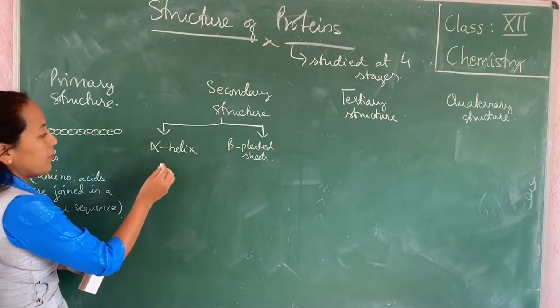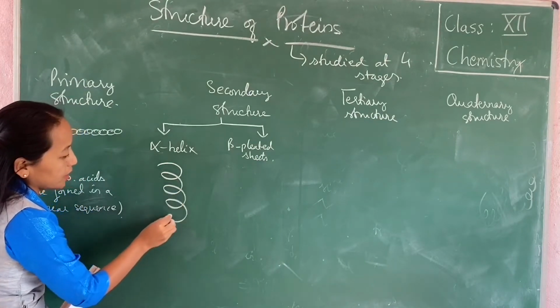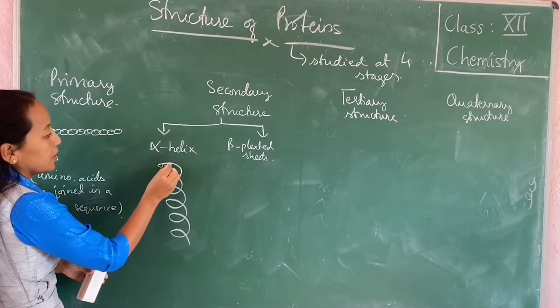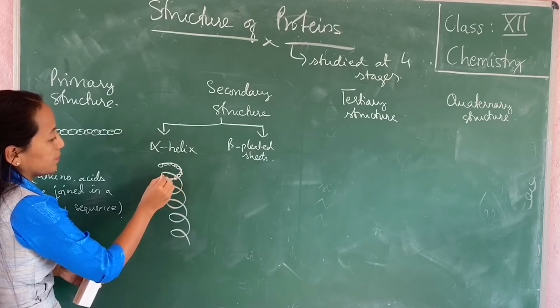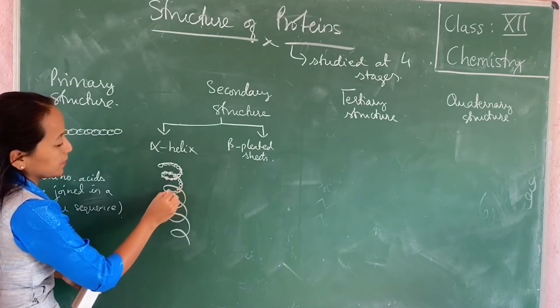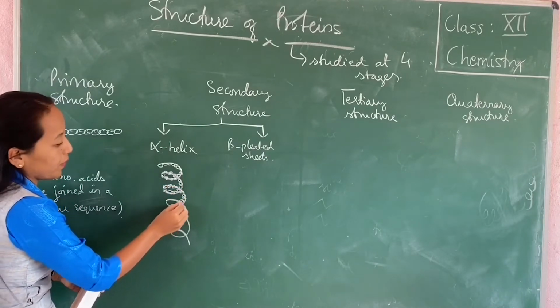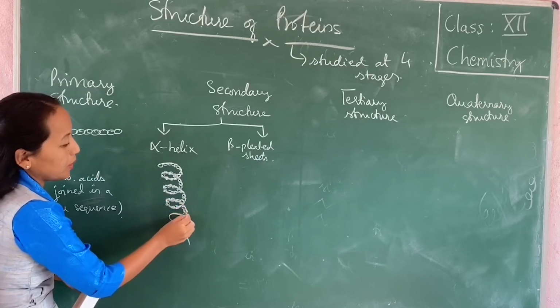In the case of alpha helix, it is in the form of helical. The folding is in such a way that it takes the shape of a helical. Now all these are amino acids. So let me quickly fill it. These are all amino acids which are joined together by the peptide bonds. So this is a polypeptide chain.